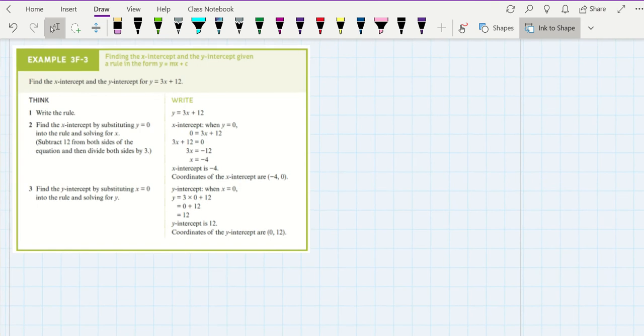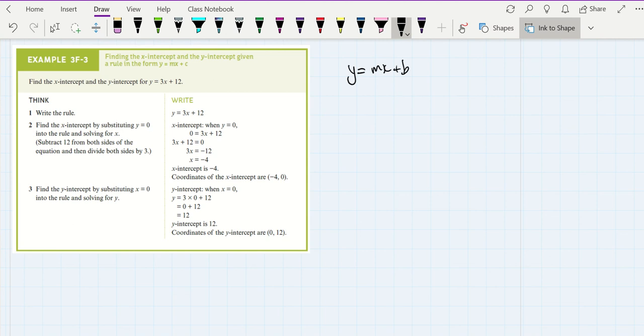Okay, let's have a look at the last one. Let's find the x and the y intercept for when y equals 3x plus 12. So we've just got a slightly different form of the rule. This is what we were working with yesterday, isn't it? So this is the form y equals mx plus c. We know that the m equals the gradient and that the c equals the y-intercept.